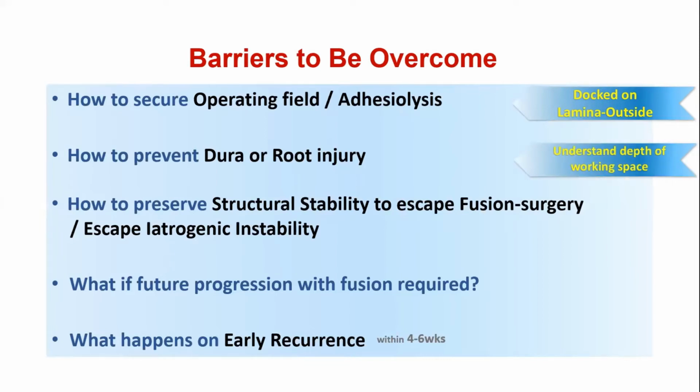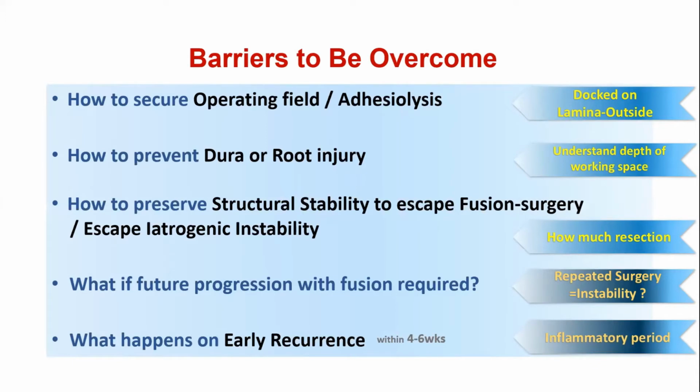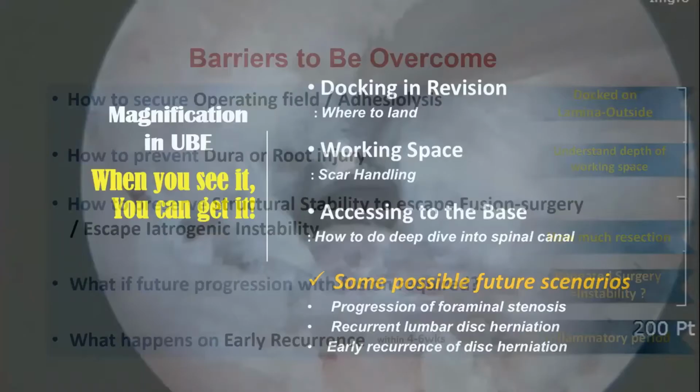We try to dock on the lamina outside and to prevent dural tear straight away. We need to understand the depth of working space so that we get into the correct layer without injuring the dura. We need to decide how much resection is required, and there are certain anatomical landmarks that can guide us on that. And if there is future progression, we need to advise the patient on potential revision surgery due to instability. And we may consider the early inflammatory period for early recurrence.